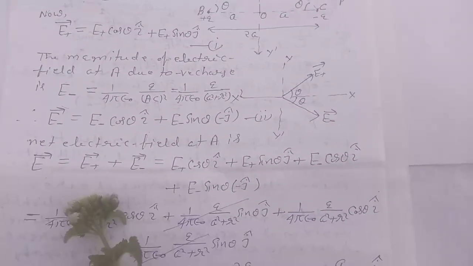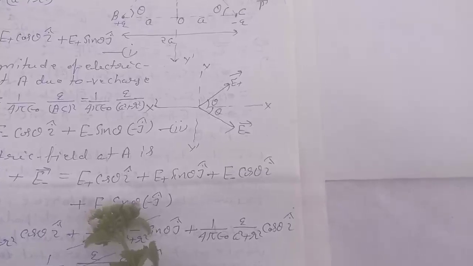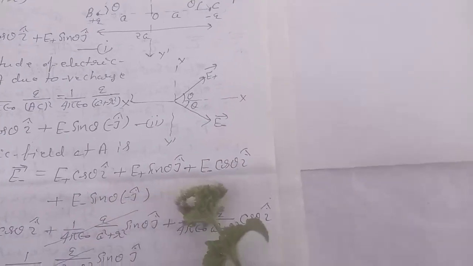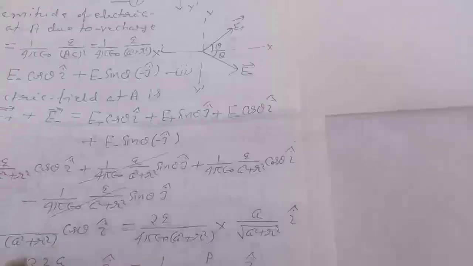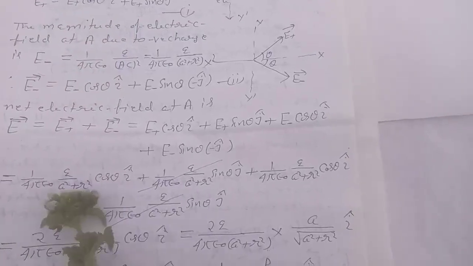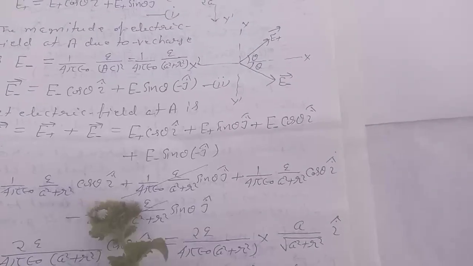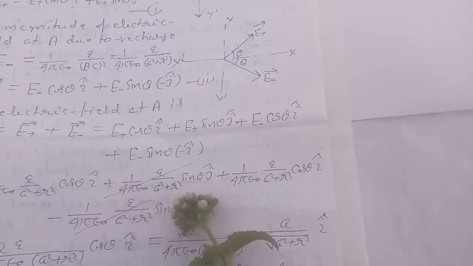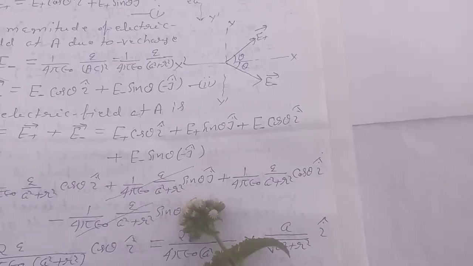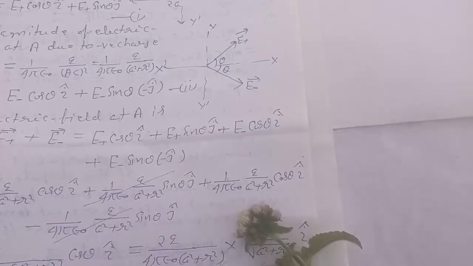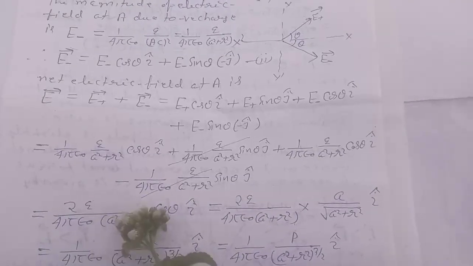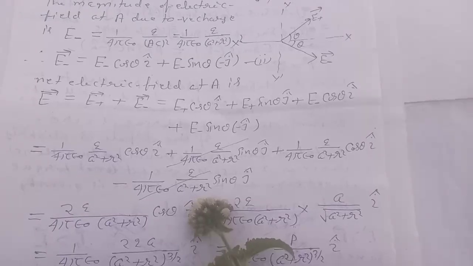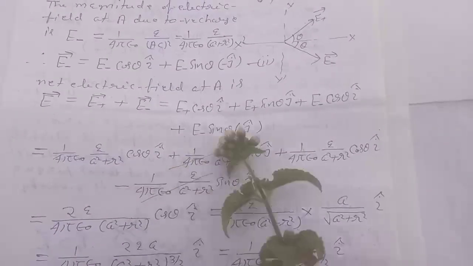Net electric field at A is E vector equal to E plus vector plus E minus vector. The E plus cos theta i plus E plus sin theta j plus E minus cos theta i cap plus E minus sin theta minus of j cap. Using all values: 1 by 4 pi epsilon naught Q by A square plus R square cos theta i cap plus 1 by 4 pi epsilon naught Q by A square plus R square sin theta j cap plus 1 by 4 pi epsilon naught Q by A square plus R square cos theta i cap minus 1 by 4 pi epsilon naught Q by A square plus R square sin theta j cap. This will cancel each other.